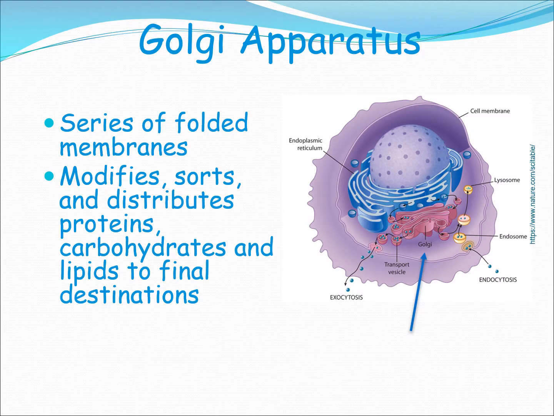The Golgi apparatus, or Golgi body, is an area of folded membranes where proteins, carbohydrates, and lipids travel to be sorted and routed to a final destination, both in and out of the cell.